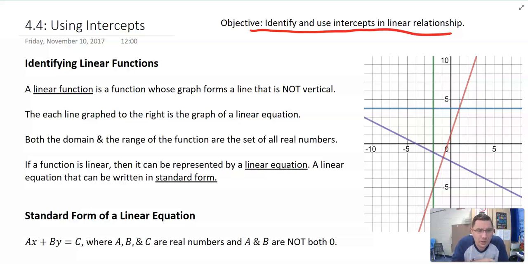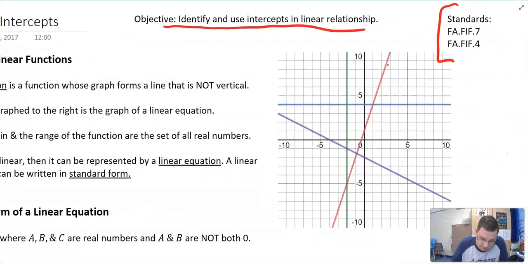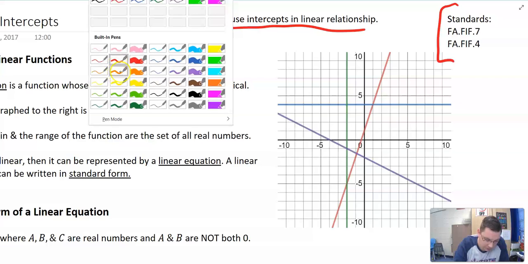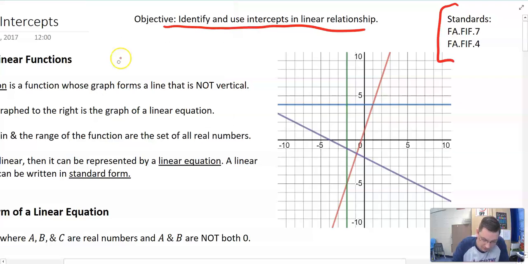So each of the lines graphed to the right is a linear equation. They all have a domain and range, so let's talk about those for a second. Both the red and the purple are going to be represented with a domain of all real numbers. This little R symbol means all real numbers. We've looked at that before.